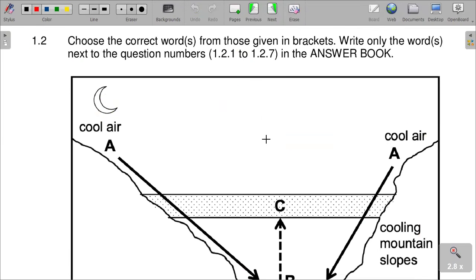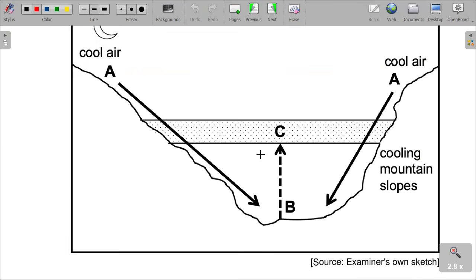Question 1.2, we are also told to write only the words next to the question number. You only write the words next to the question number here. We are given this diagram, which is showing wind and sea breezes. We can also define it as a microclimate, which is a river climate. I always want to remind you: don't go to the exam without understanding all these things.